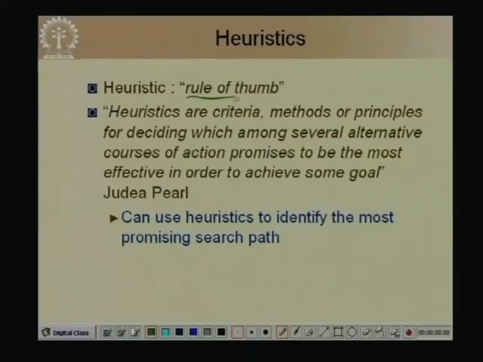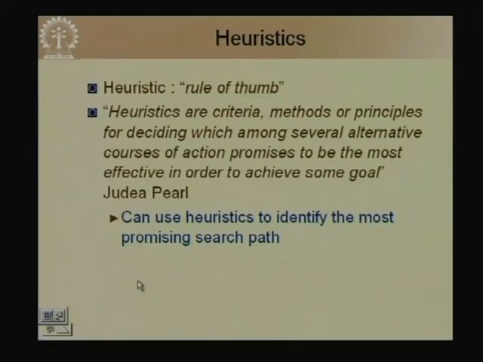So, let us first try to see what we mean by heuristic. Heuristics literally means rule of thumb. This is a definition of heuristics by Judea Pearl. Heuristics are criteria, methods or principles for deciding which among several alternative courses of action promises to be the most effective in order to achieve some goal. In informed search, we use heuristics to identify the most promising search path.